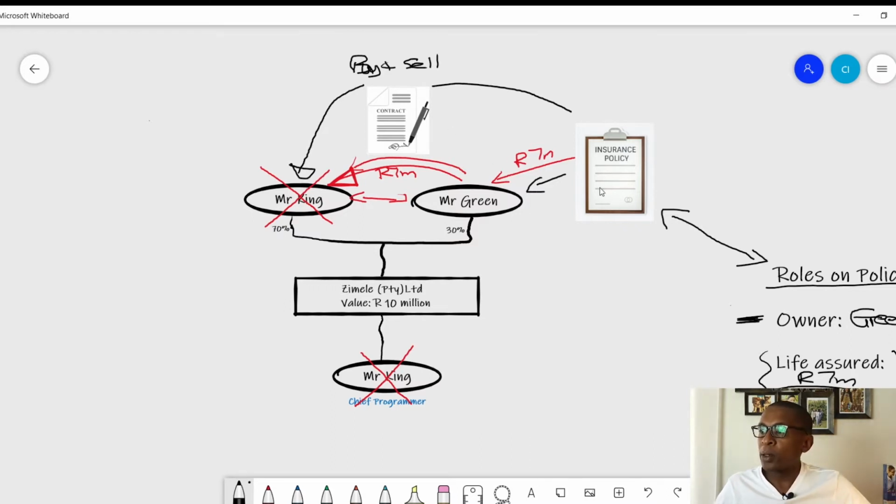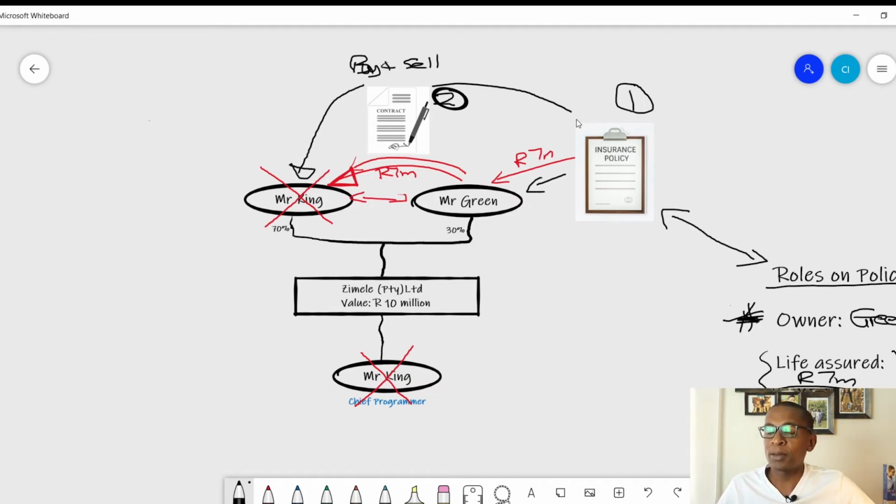Otherwise, Mr. Green, as the owner of the policy, remember, at this stage, he can just take those funds and buy a Ferrari if he wants. He can spend those funds as he needs. So this is a separate contract. We'll just call it contract number one. That's just to create the funding for the transaction in the event of Mr. King's death. But then the second contract that we need is a contract that actually manages those funds, and in our case, for purposes of buying the shares of Mr.